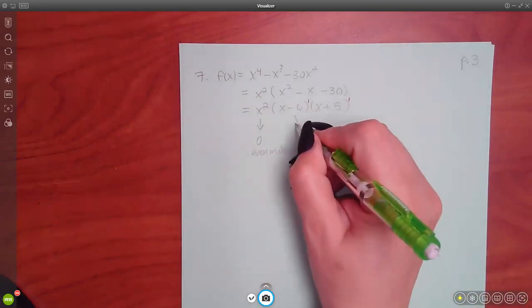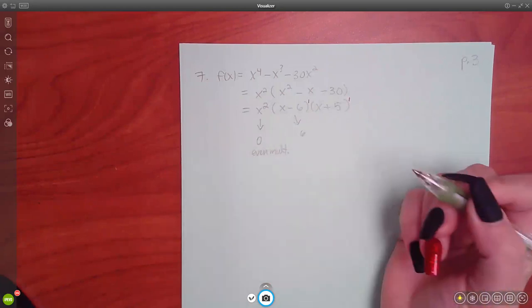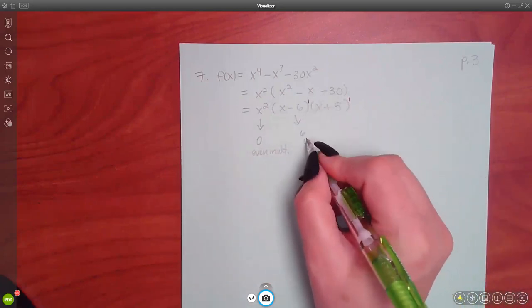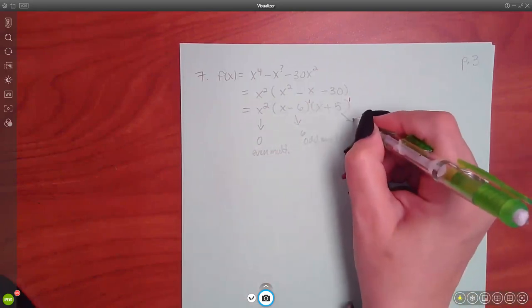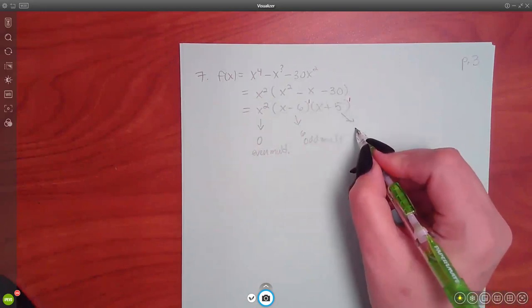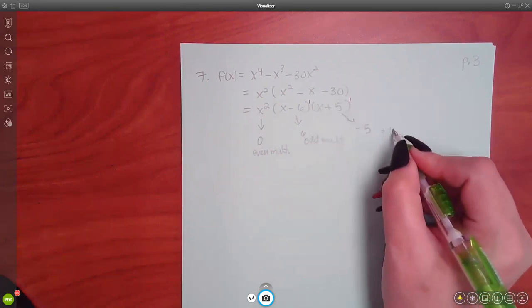Now, what 0 is going to come from this factor? 6. And what is its multiplicity, odd or even? 1, which is odd. And then finally, the last factor, what 0 do we get? -5, and also odd multiplicity.